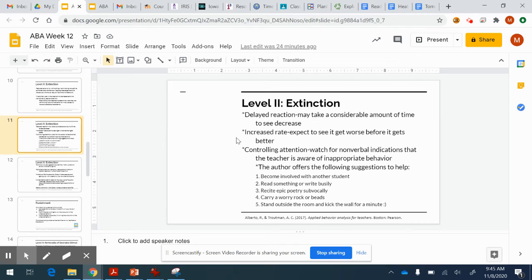So one thing that's important as a teacher is making sure that you're controlling your attention. And this kind of goes back to the last slide where we talked about, it might be a good idea to have someone else come in and observe. Just because we're not offering a student verbal or physical feedback when they're exhibiting inappropriate behavior does not mean that we don't have some nonverbal indicators that show that we're aware of the inappropriate behavior. So again, having someone else come in and watch, that's something that we're not always aware of. I love that the author offers these following suggestions to help.